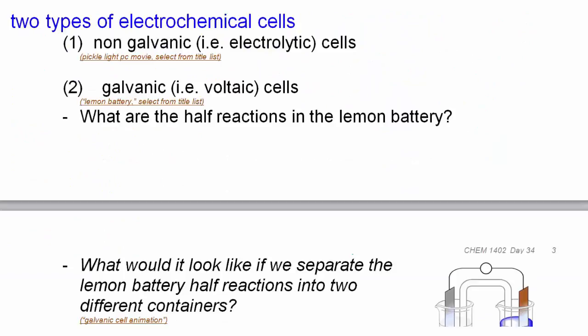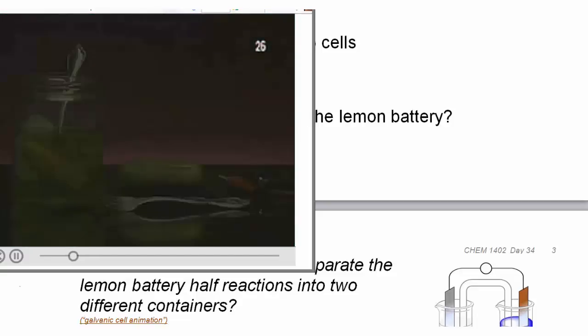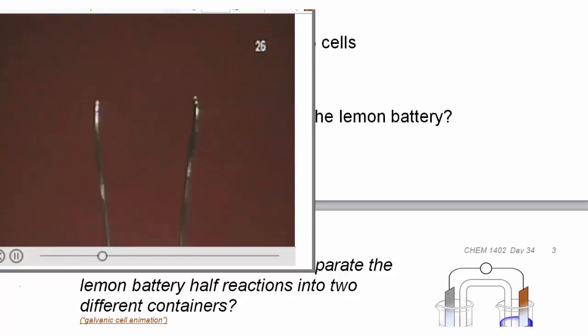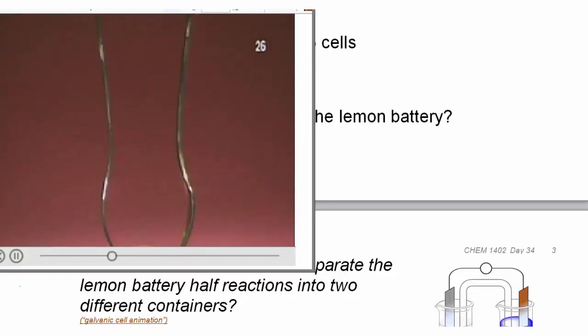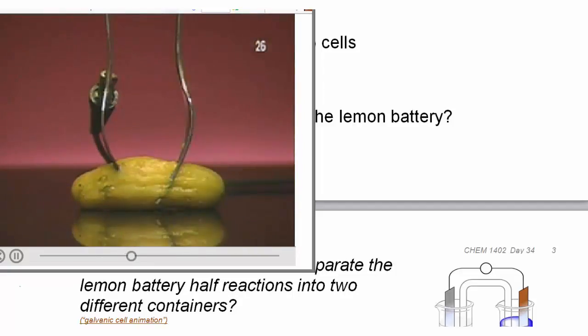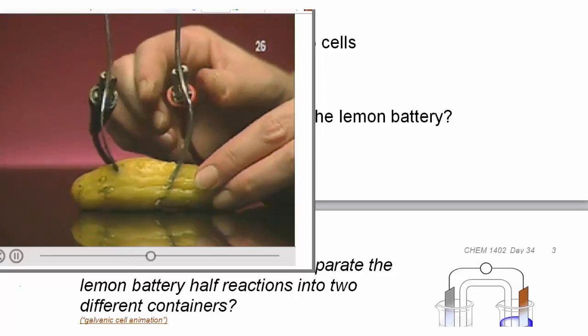There's 2 types of electrochemical cells. The first is non-galvanic. A pickle is incorporated into a simple electrical circuit. The forks provide contact between the pickle and the power source. Alternating current will be passed through the circuit.